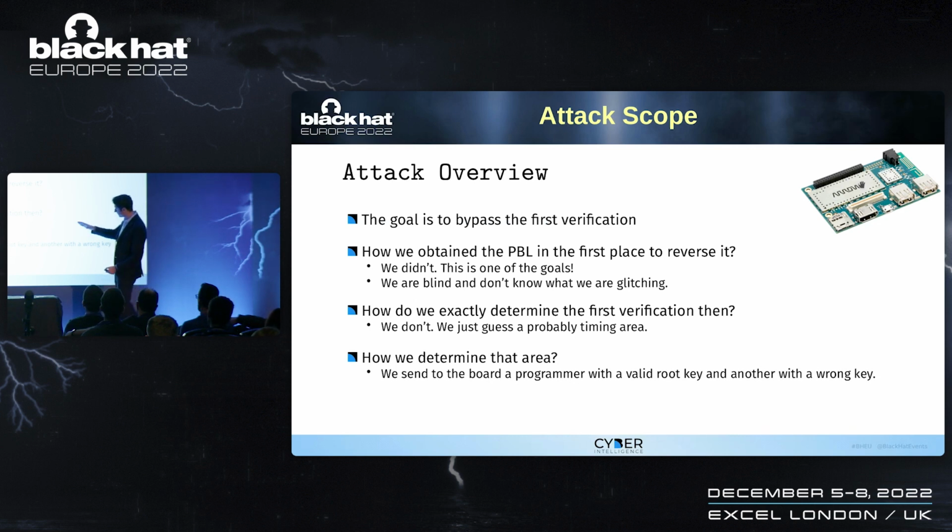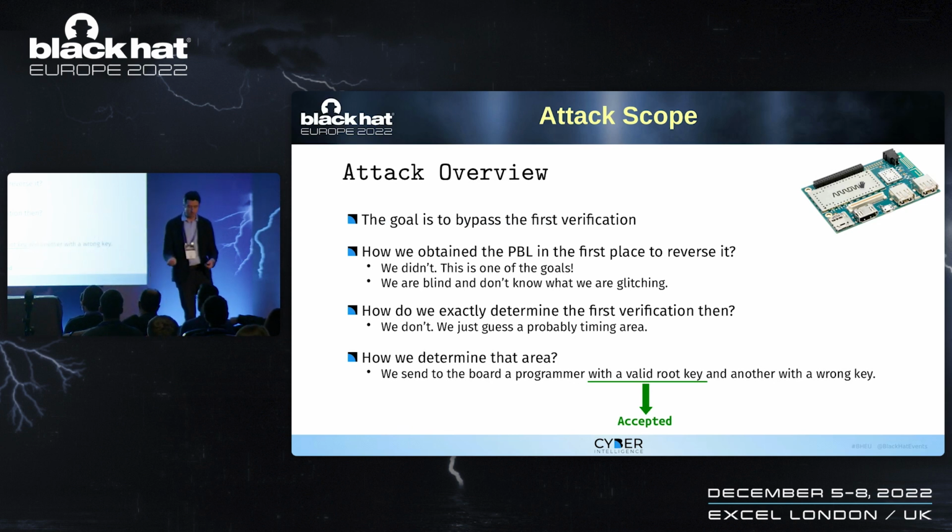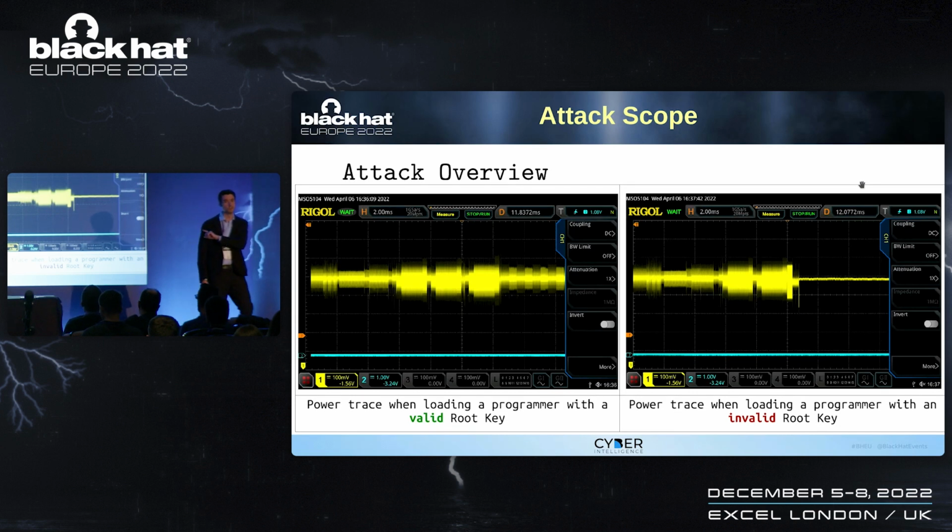But we can guess a probable timing area. We can guess, okay, more or less it should be around this area. So that's our approach, also in a minute. Okay, and how can we determine this is the area? Well, there is an easy trick that we found, that basically we can just send two programmers. One with a valid root key, meaning this is the original one, signed by Qualcomm, which has limited capabilities, is not useful for us, but you can just send it, right? You will get a success, let's say that, right? But if you slightly modify the programmer with a wrong key, then this programmer will be rejected.